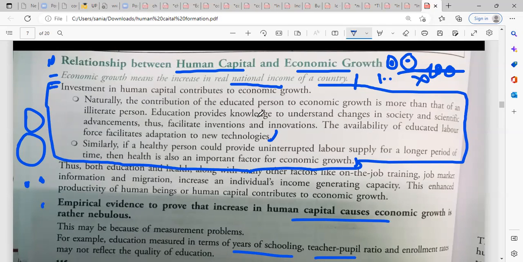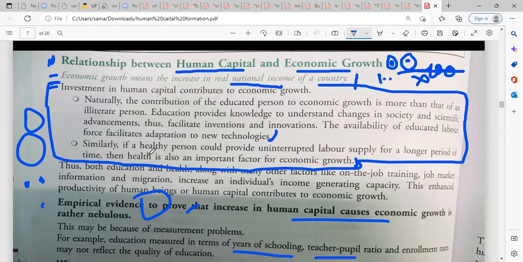right? Because of education, you get proper knowledge about things and scientific advancement. And because of this, you can facilitate inventions and innovation, right? And plus, for example, you have your company, and there you have machines. If you hire an educated person, then it's very easy to tell him about the things and everything as compared to others. So he can easily adapt to new technologies, but an illiterate one cannot. So basically, if you form human capital, that will automatically lead to economic growth.